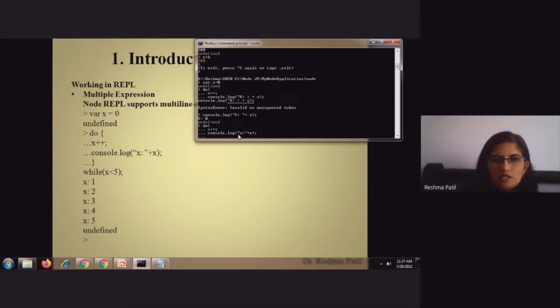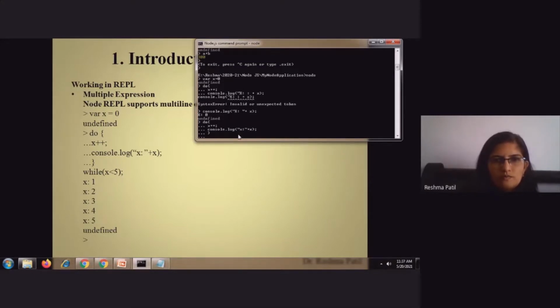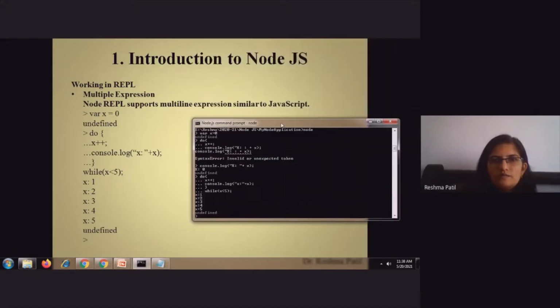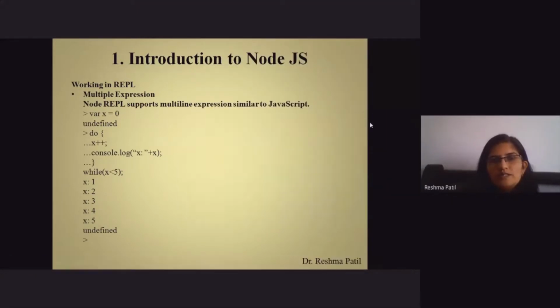Then closing bracket of do, then the condition for how long we have to execute this loop: while x is less than 5. When it becomes 5, you will automatically come out of this loop. So this is the output of the do loop: x is equal to 1, 2, 3, 4, 5. At the time when x is 5, we come out of this while loop. So this is multiple expression using the Node.js REPL engine.